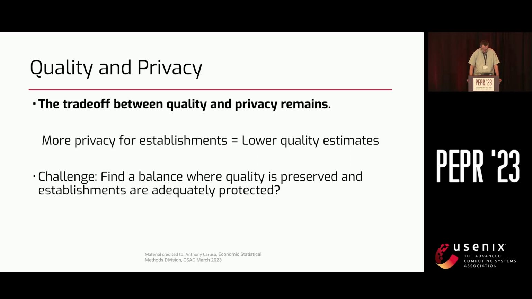So how does this work? What are the trade-offs between privacy and utility that we see when we do this? Because this fundamental trade-off still exists. It always exists with every DP variant.